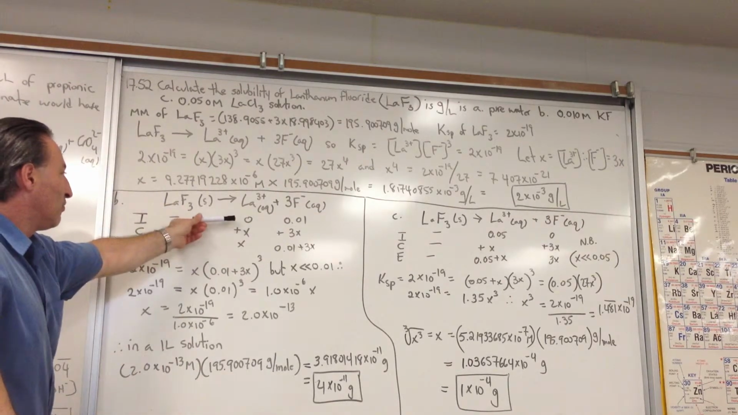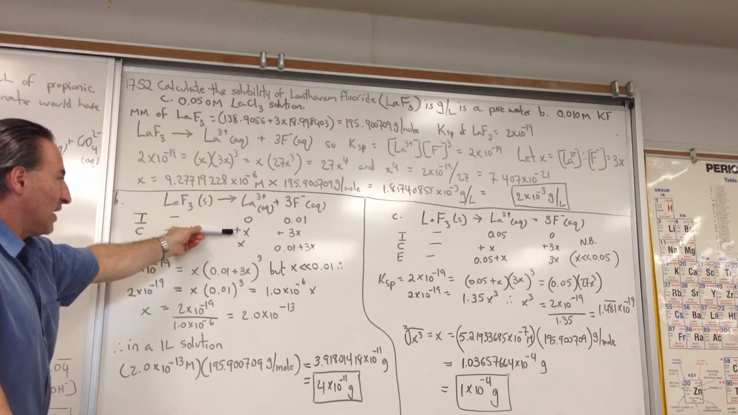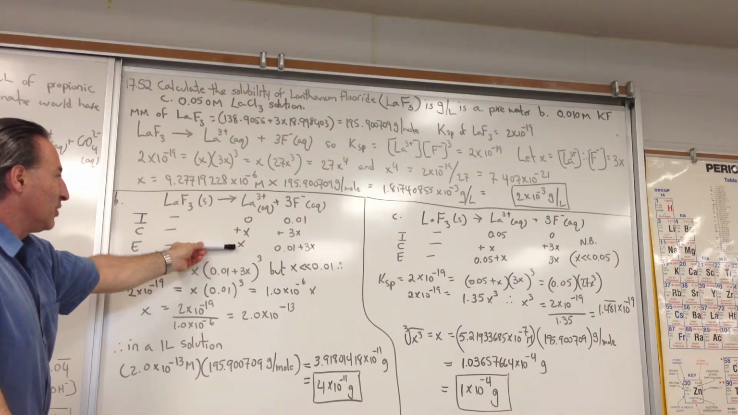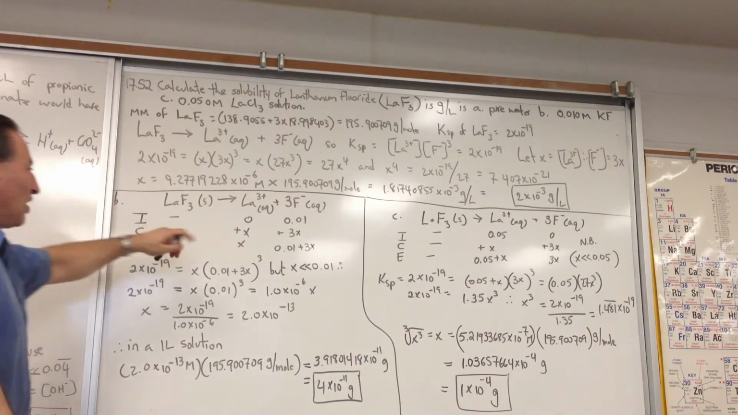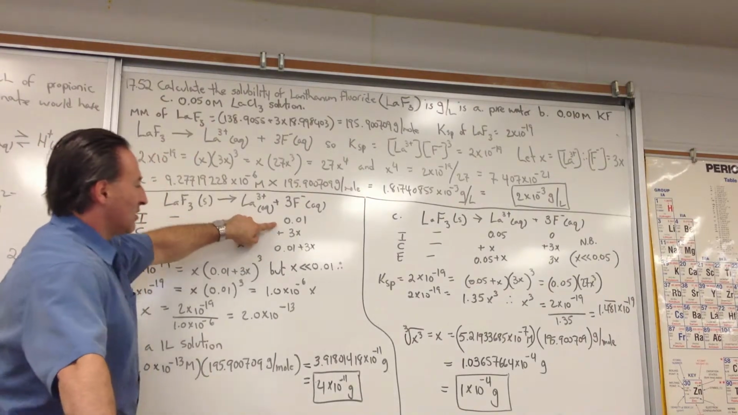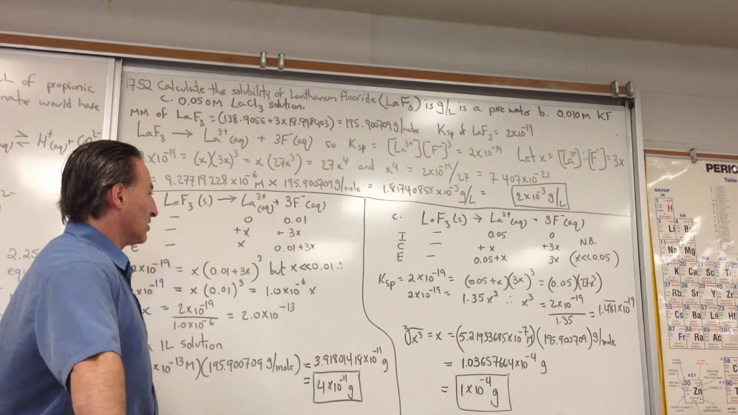The lanthanum, before it starts to dissociate, the lanthanum concentration is 0. A certain amount X dissolves, and at equilibrium we have an amount x in terms of concentration. Before dissociation starts, at the outset, because of the potassium fluoride, we have a 0.01 molar solution of fluoride anions.